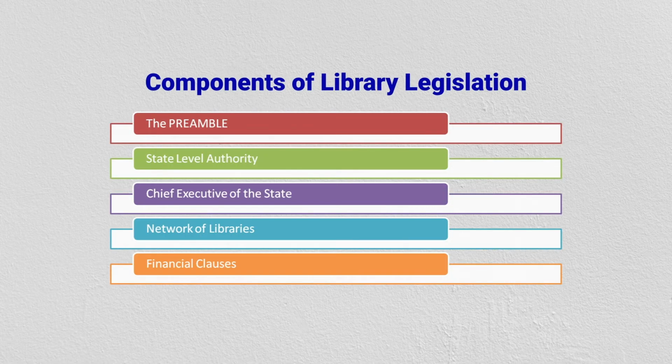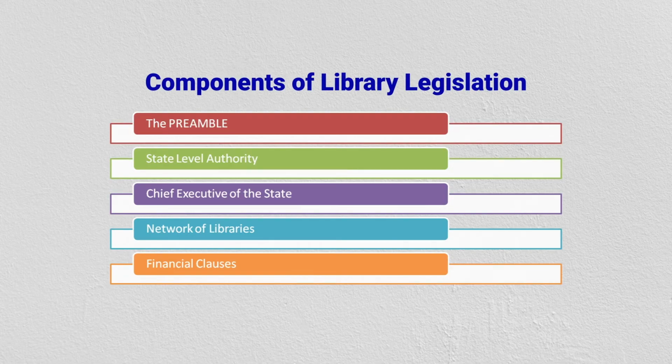The second component of library legislation is the state level authority. The Act should have a provision for the constitution of a board at the state level, the state library authority. So, at the state level we can define the board or the members of this legislation. Next is the ministry in charge of the libraries, that should be the state library authority with the duty of implementing the Act. That means what kind of ministry or authorities will be there for implementing this Act.